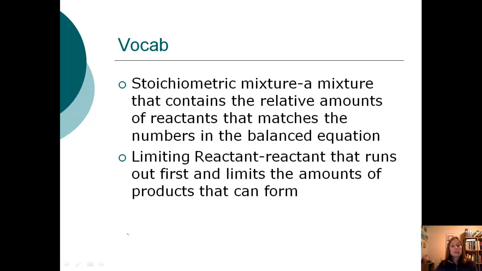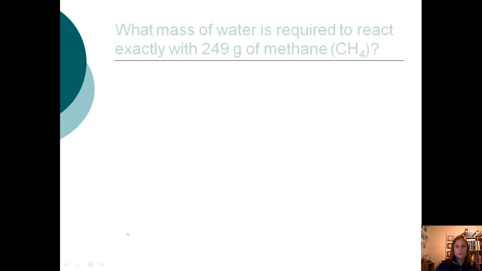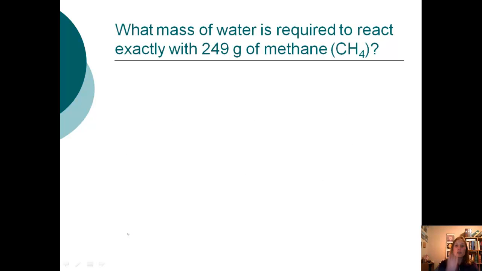And so we have limiting reactants. Limiting reactants are the one that runs out first. It limits the amount of product that can form. Once it's gone, the reaction stops, and that's it. And so it's really important to determine which reactant is limiting because that controls the rest of your reaction and thus your calculations. Okay, so let's do a quick review first.